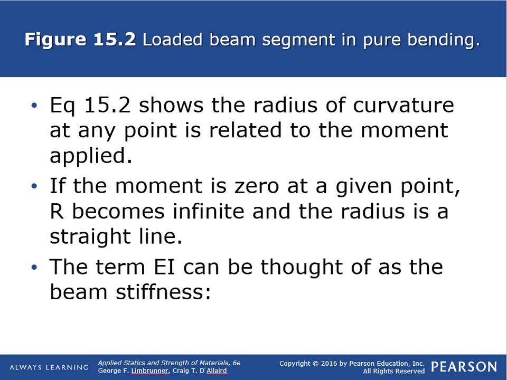Equation 15.2 shows the radius of curvature at any point is related to the moment, and EI is essentially the stiffness of the beam. If the moment is 0 at any given point, R becomes infinite and the curve is essentially a straight line. The term EI can be thought of as the beam stiffness.